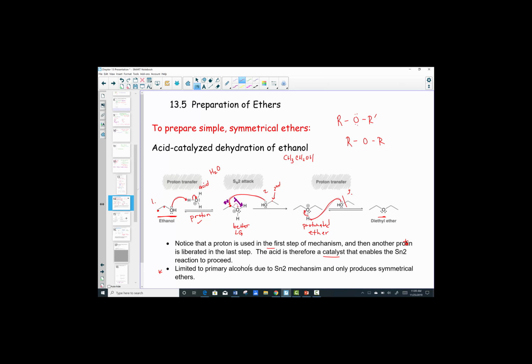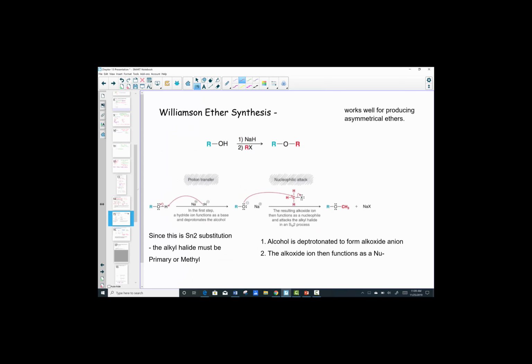So let's look at a second preparation mechanism, much more practical, and it's called the Williamson ether synthesis. And this is what we would tend to use over the first presentation because it works well for producing any ether. It does not have to be symmetrical. It works well for asymmetrical targets as well. And really, this mechanism lets us review 2 previous mechanisms that we've already gone through earlier in our lessons.